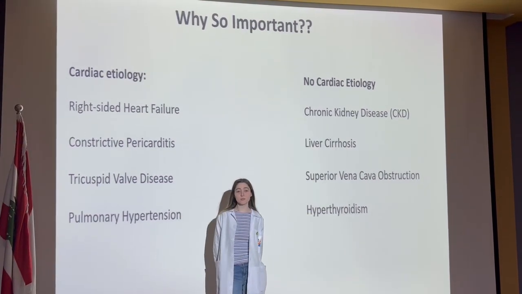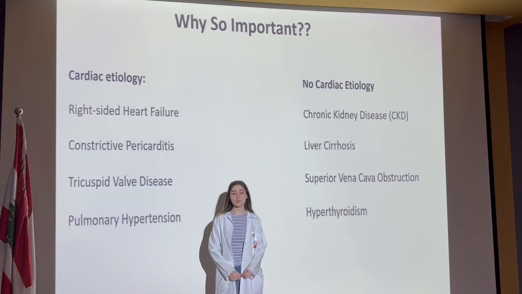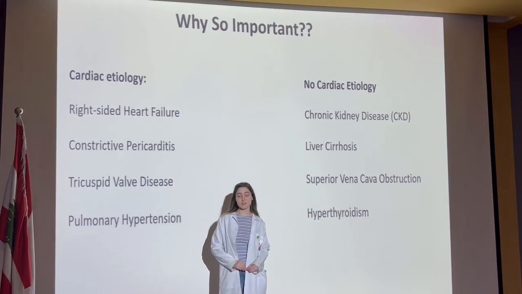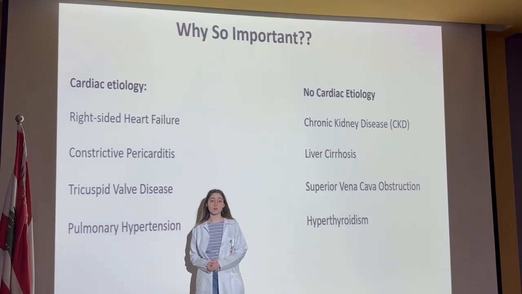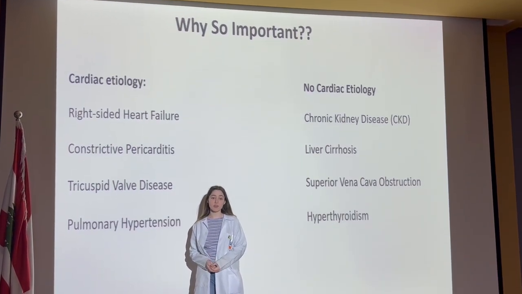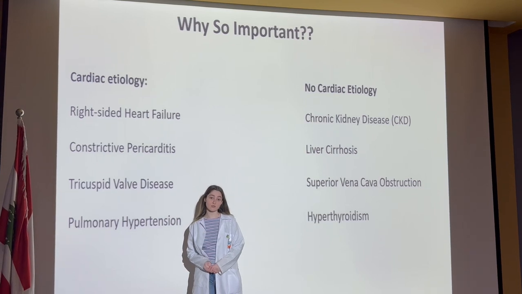We can also include pulmonary embolism. While PE is often considered a pulmonary issue, it can cause elevated JVP in some cases due to right ventricular strain from increased pulmonary vascular resistance. However, it's not always a direct cardiac etiology.